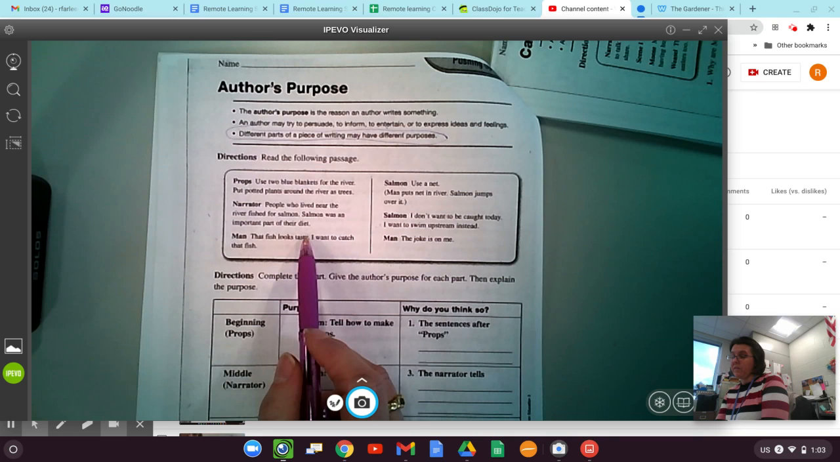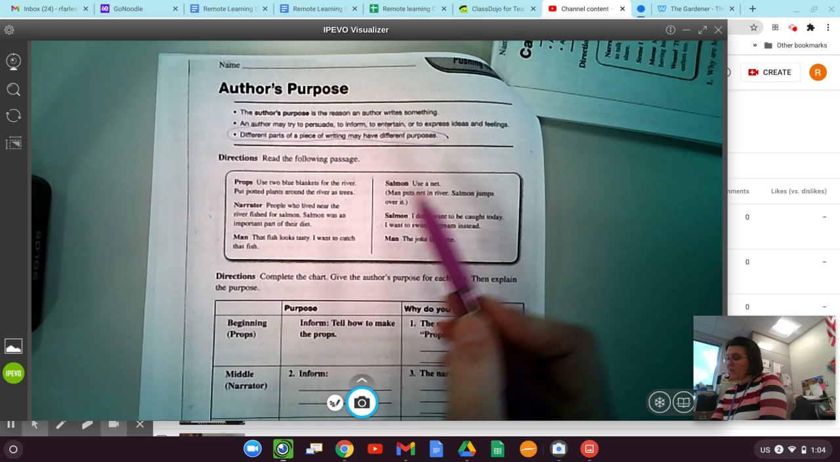Narrator: People who lived near the river fished for salmon. Salmon was an important part of their diet. Man: Man, that fish looks tasty. I want to catch that fish. Salmon: Use a net. So the man puts a net in the river and the salmon jumps over it. Salmon: I don't want to be caught today. I want to swim upstream instead. Man: The joke is on me. So the salmon, instead of getting caught in the net, he jumped over it.